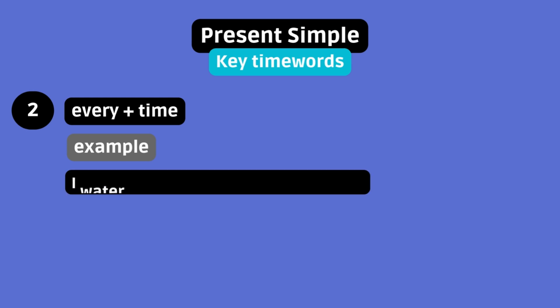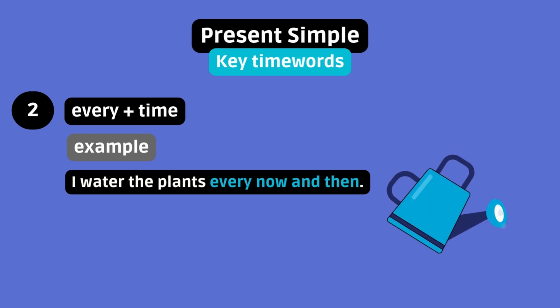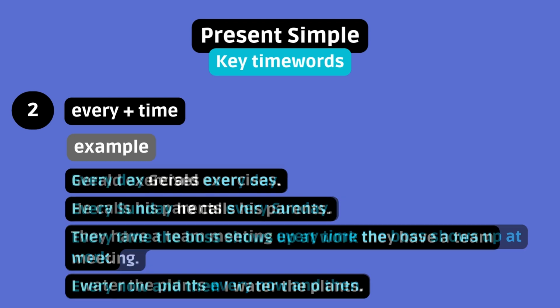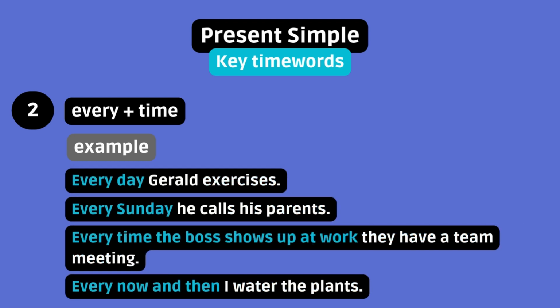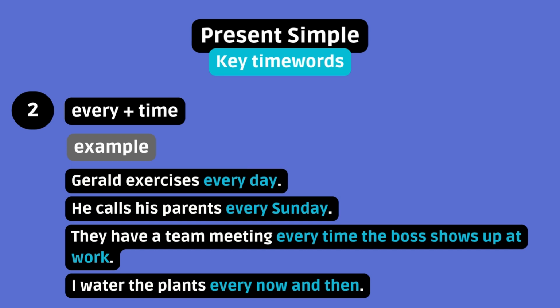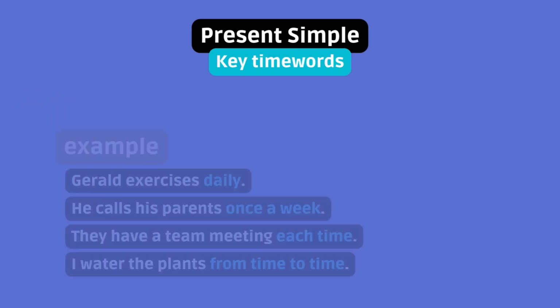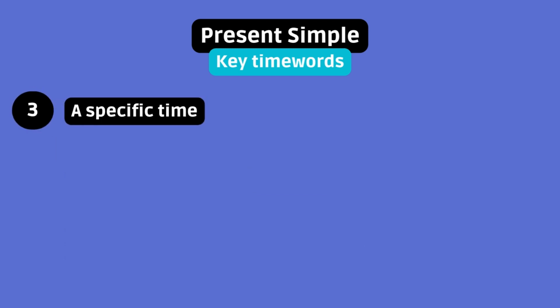I water the plants every now and then. The action of watering the plants happens from time to time, probably whenever it crosses my mind. Poor plants. You might have noticed that this time word is found at the end of a sentence, but it's not uncommon to see it at the beginning of a sentence. Moreover, there are more time words with similar meanings, like daily, once a week, each time, from time to time, and more.